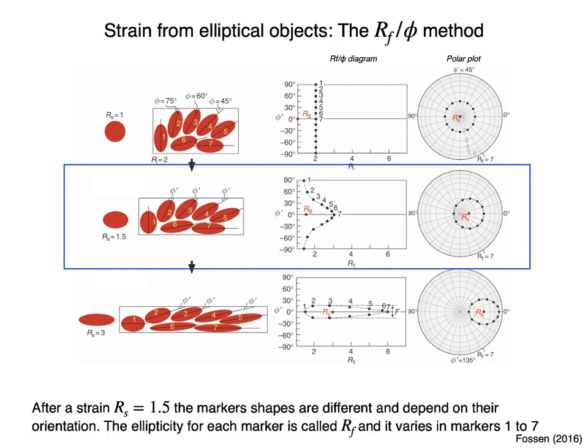After an applied strain ratio Rs equal to 1.5, the marker shapes are different and depend on their orientation. The final ellipticity of each marker, Rf, varies, and the markers don't fall anymore on a vertical straight line in the R versus Phi diagram or along a circle of constant ellipticity in the polar diagram. Notice that Phi still exhibits a large range of orientations.